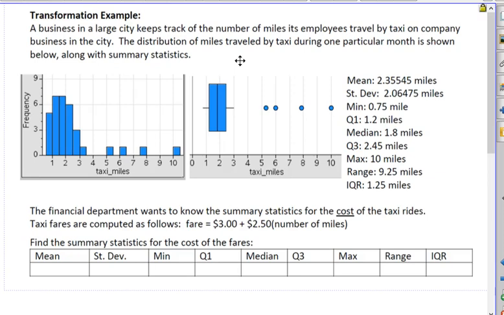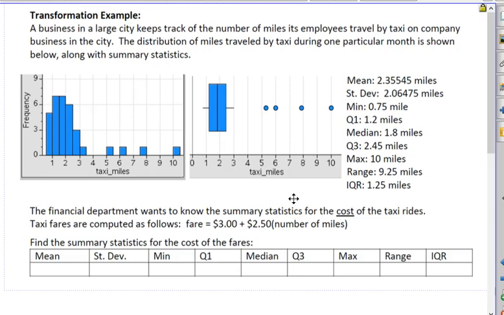A business in a large city keeps track of the number of miles its employees travel by taxi on company business in the city. The distribution of miles traveled by taxi during one particular month is shown below, along with the summary statistics. So we have a histogram and a box plot, both showing the majority of taxi rides are fairly short, a little bit skewed to the right with some high outliers. We have over here the mean, standard deviation, 5-number summary, range, and IQR of these data.